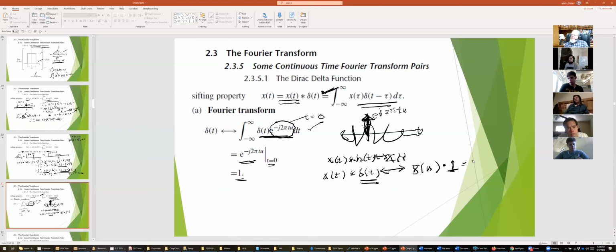So we see that in the Fourier domain, 1 is the unity operator, and that corresponds down here in the time domain to the delta function being the unit operator for the convolution operator. It manifests itself in the Fourier domain as just multiplying by 1. So that's kind of interesting.